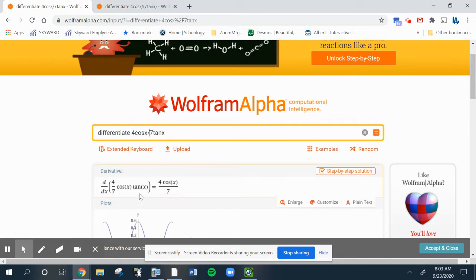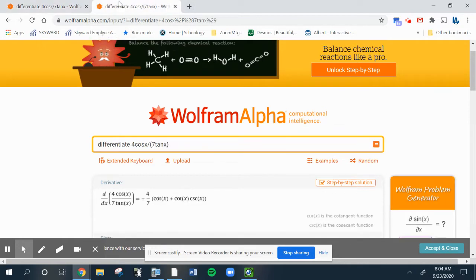They translated it correctly. I just entered it incorrectly. It took this as 4 cosine x over 7 times tangent x. So I redid it and put the 7 tangent x in parentheses and got what I was supposed to be doing. I want you to look at the answer, though.